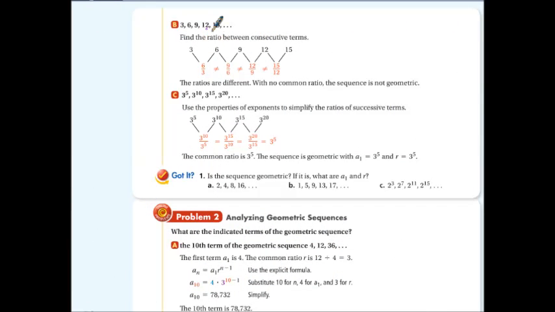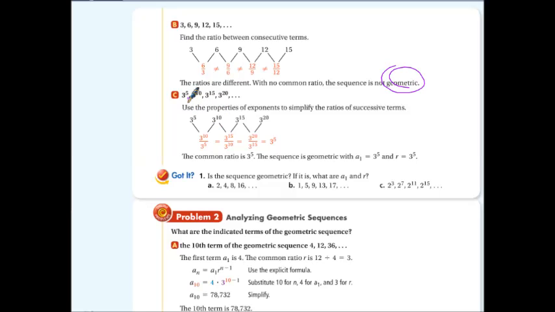Take a look at this one. 3, 6, 9, 12, 15. We can see each time that we add 3 and add 3 and add 3. This is not geometric. This is actually an arithmetic sequence. We're adding 3 each time, but it's not geometric, which is what the question is. So it's not geometric. The ratio wasn't the same each time.